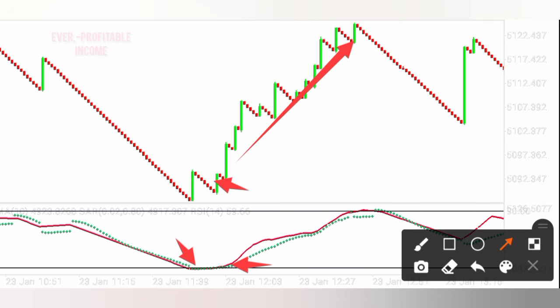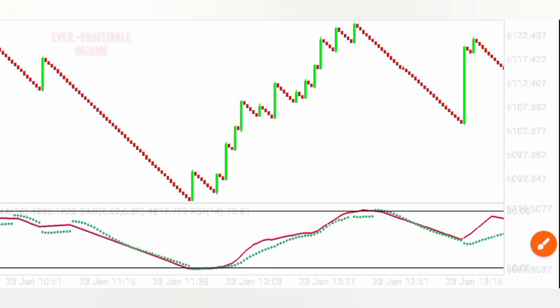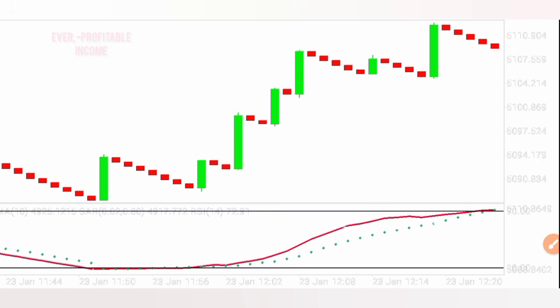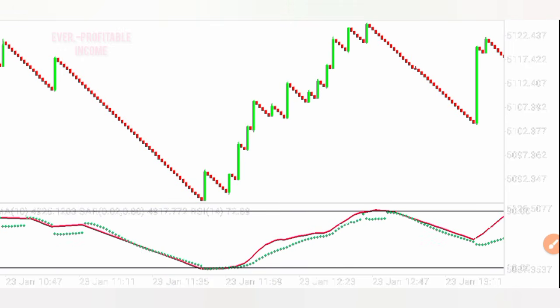If you want to know if your parabolic SAR has crossed over to the other side, you can zoom in so you see it clearly. Can you see that now? So this is just how this strategy works, and it's very easy to apply.